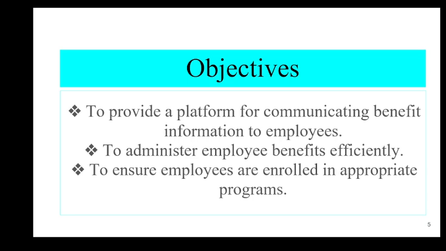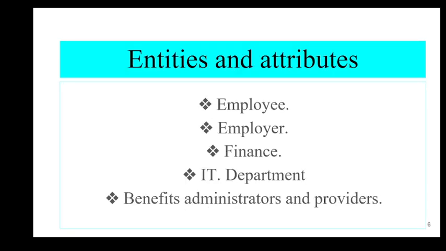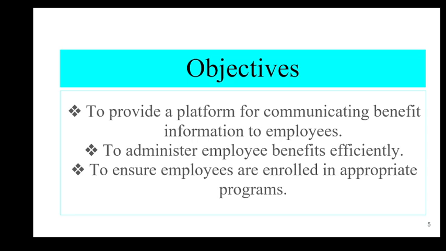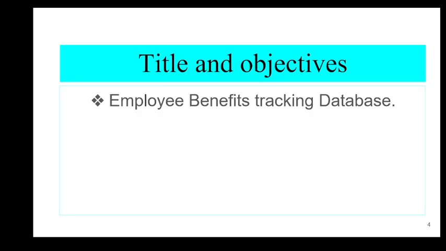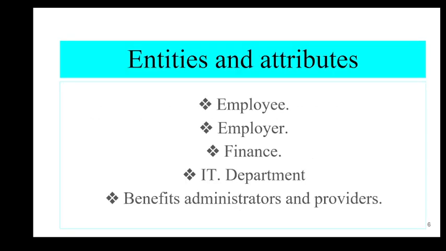So from these three, this was just an example. In my case, I'm going to pick one as a primary. So in this case, it was to provide a platform for communicating benefit information to employees. Probably this is the primary objective. Then you list the others as secondary. So before we implement this database, we need to extract the entities and the attributes.